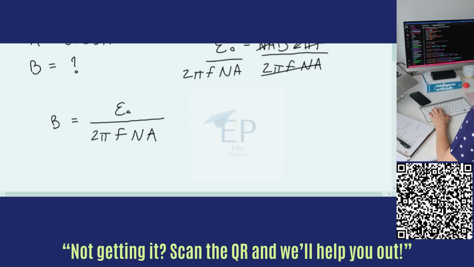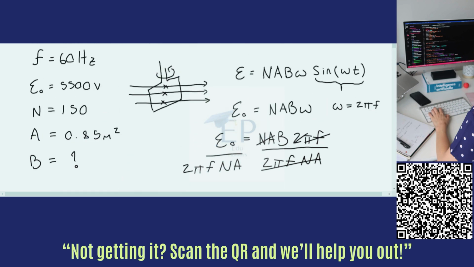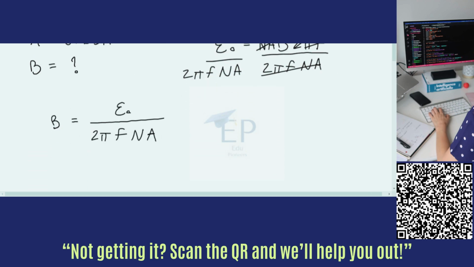Okay, so now all we have to do is just plug in all of our values. We'll make sure they're in the right units: hertz, volts, turns, and meters squared. They're all standard, looks good. So we can plug those in. And if we do that, we'll get that the strength of the magnetic field is equal to 0.11 Tesla.